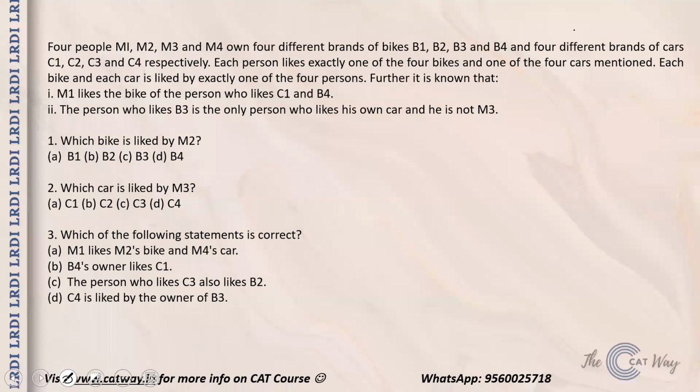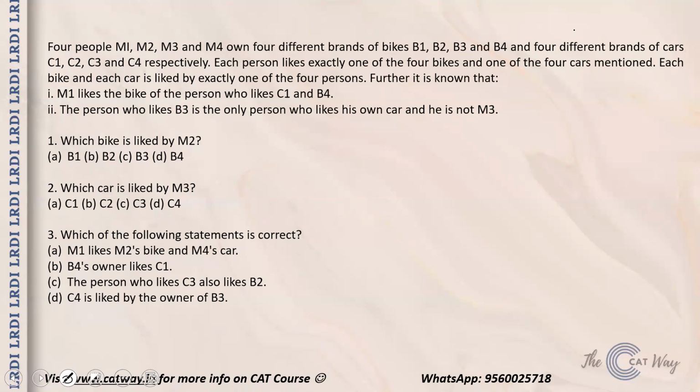So the question in front of us is that four people, M1, M2, M3 and M4 own four different brands of bikes, B1, B2, B3 and B4 and four different brands of cars, C1, C2, C3 and C4. Now each person likes exactly one of the four bikes and one of the four cars mentioned. Each bike and each car is liked by exactly one of the four people.